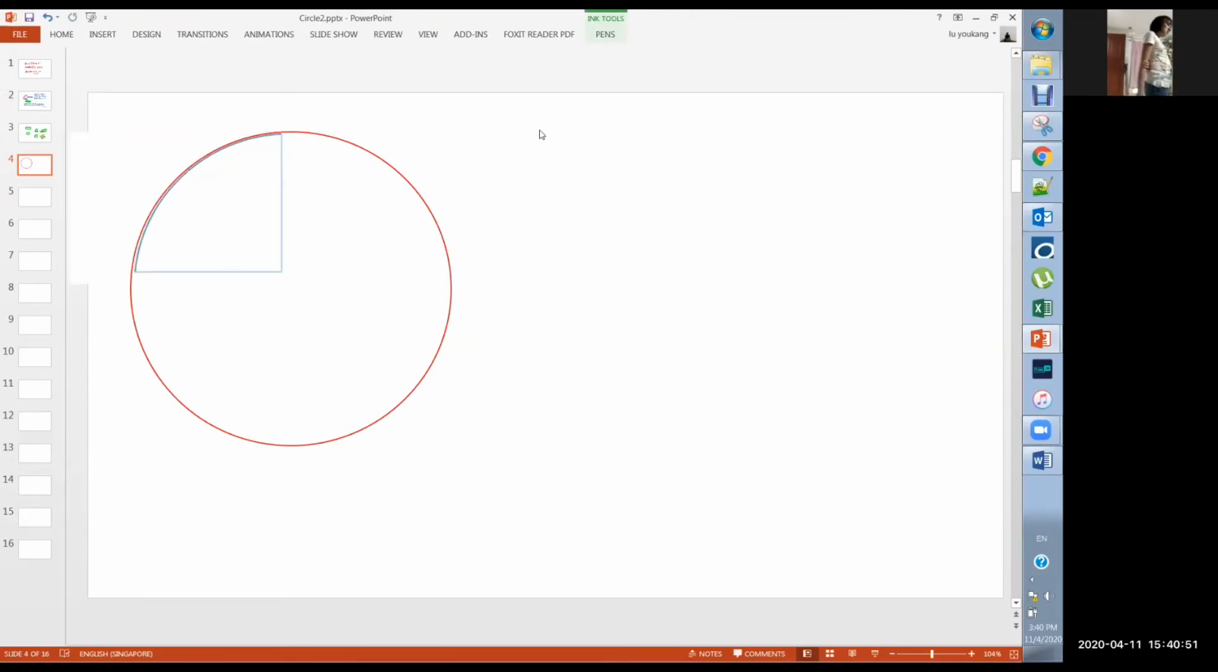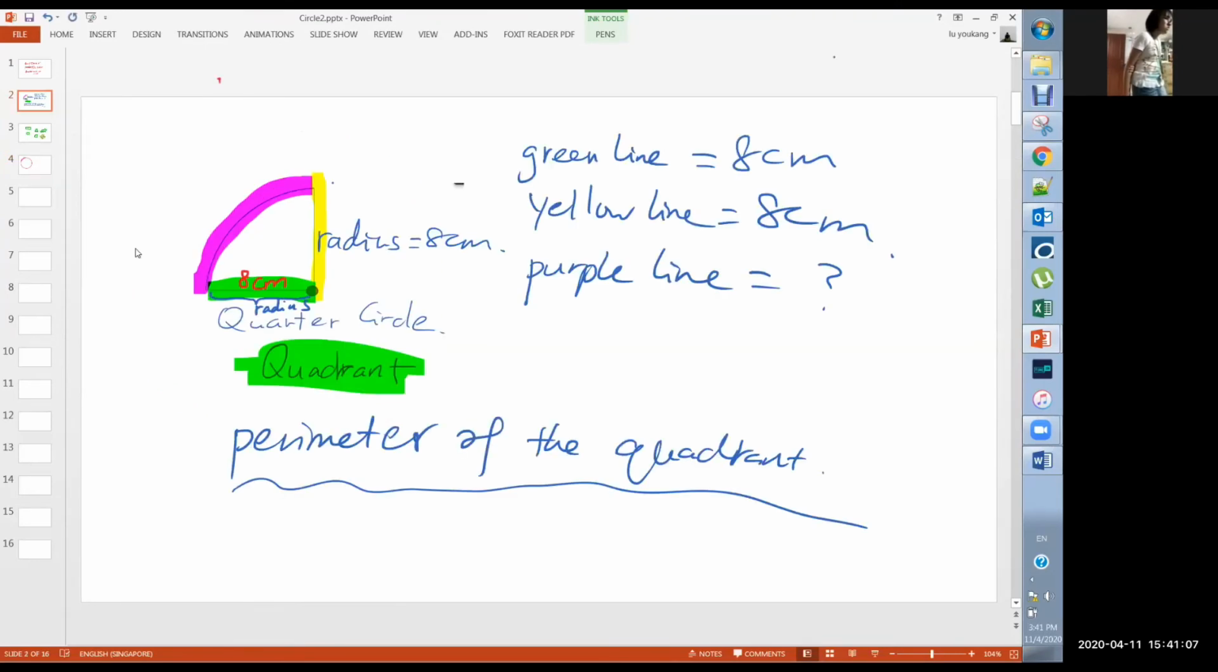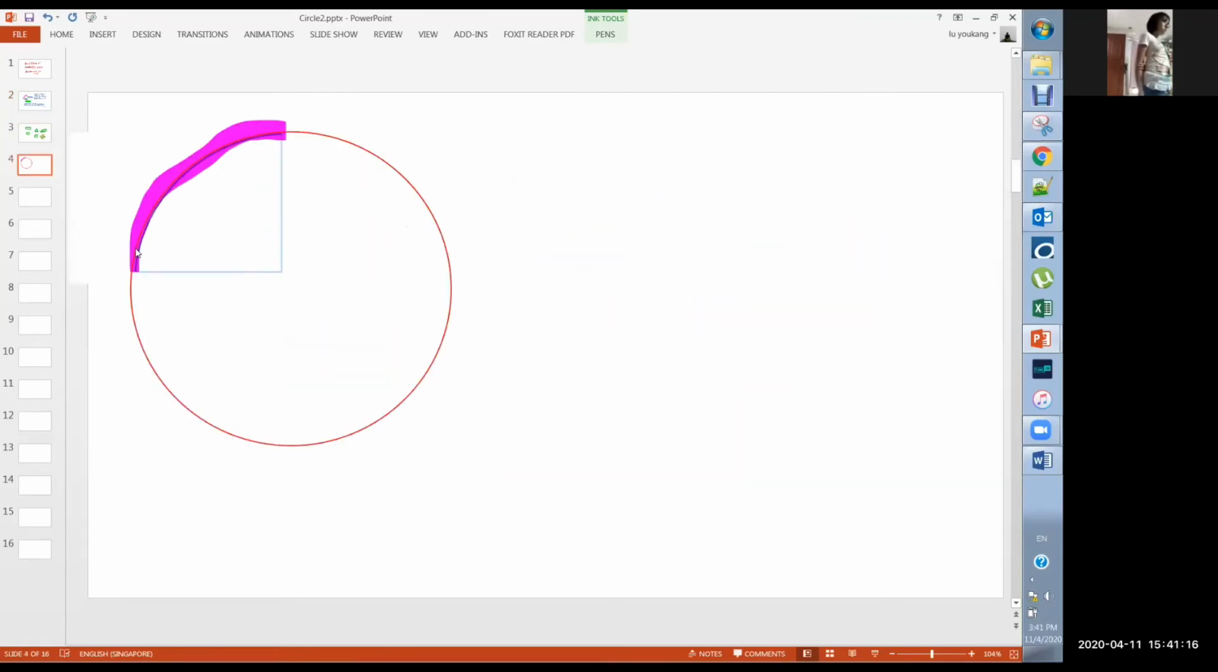And then if you need to find the purple one, how do you find the purple one then? Because now we need to find the purple one, right? Because we already found the green line, we also found the yellow line. So now we need to focus on the purple. What do you see? The purple line here, right? Can you see the purple line here? Yeah. So how do you find the purple line?